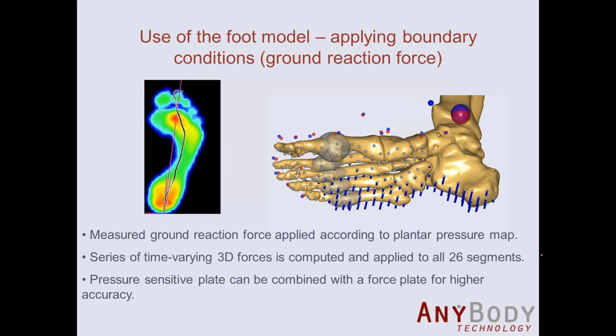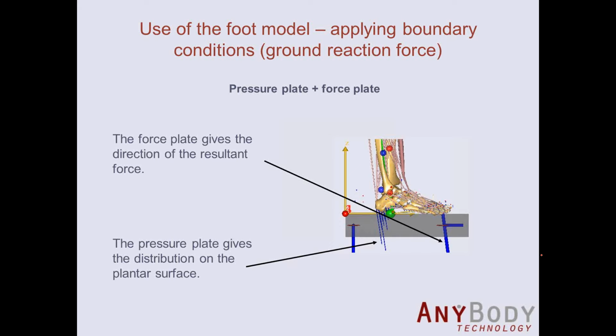The good thing about using the combination pressure and force plate is that it would give a better accuracy on the friction forces, because the pressure plate doesn't give the friction forces, so it has to be estimated, for example, by estimating the direction of the resultant of the ground reaction force. Whereas if we use the combination pressure plus force plate, then the force plate is really giving the friction, really the direction of the resultant force, and then the pressure is giving the detailed distribution under the foot.